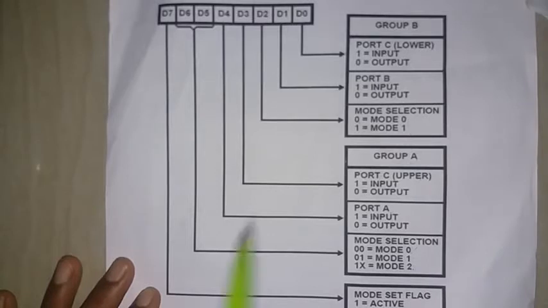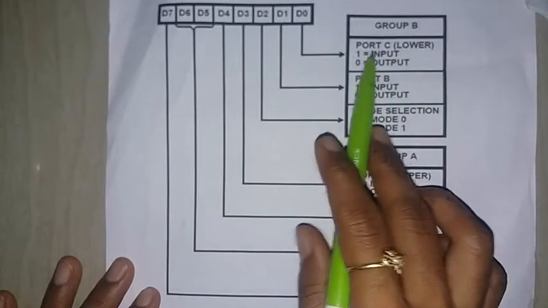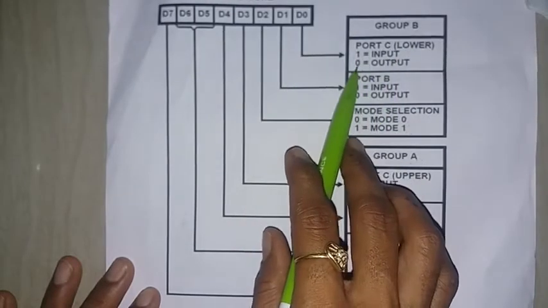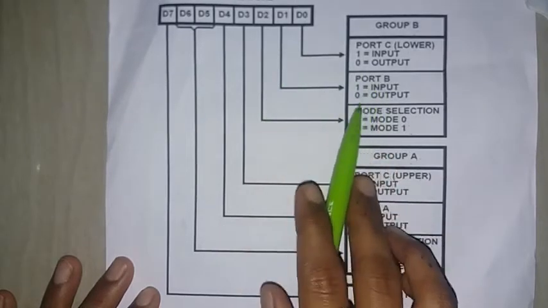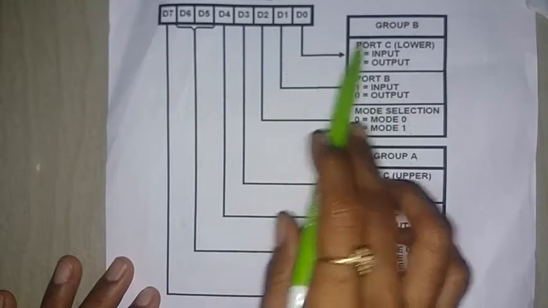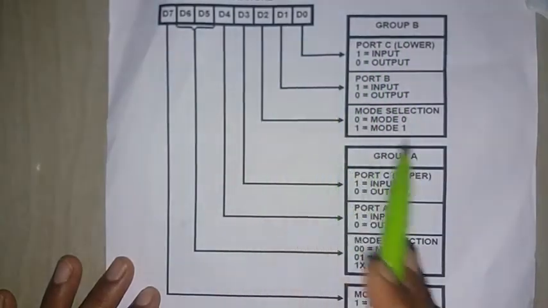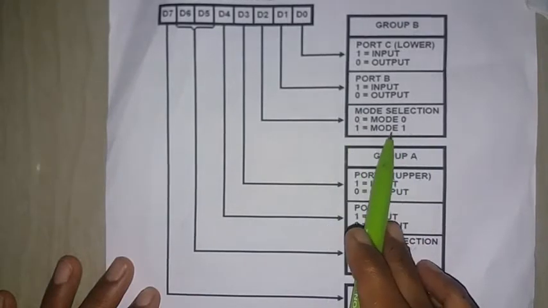Okay. And the first bit is used for port C lower. If you want to operate port C lower as an input, then we need to place 1 in this bit position. For output, 0 should be placed in this bit position. And next bit is used for port B. 1 for input, 0 for output. And group B mode selection can be selected by the bit D2. If you place 0, mode 0 will be selected. If you place 1, mode 1 will be selected.